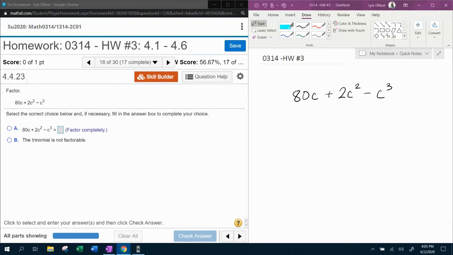All right, here we go. Question number 18 from our 0314, homework number 3 in MyLab Math, and the instructions say factor.